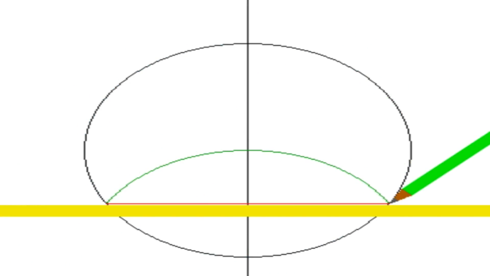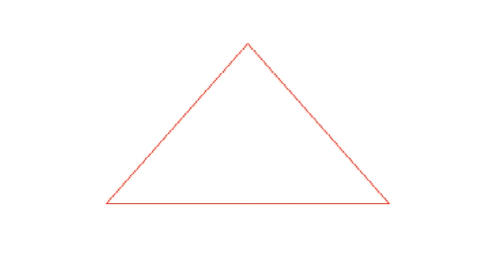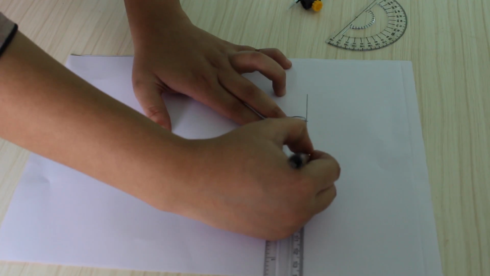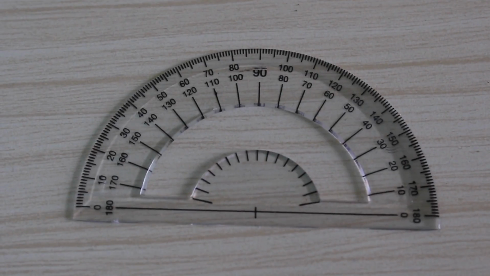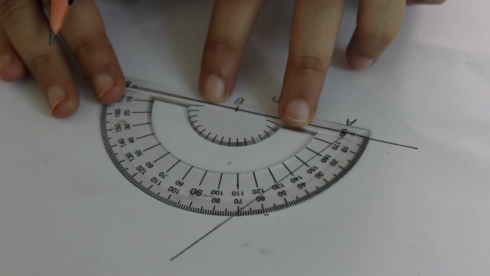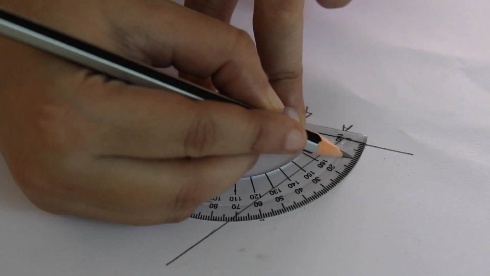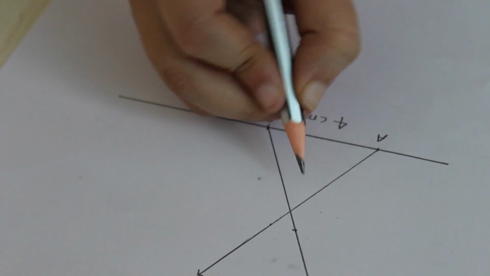You could pose a problem like, draw an equilateral triangle with sides equal to 4 centimeters, and ask the students to explain their work in their own words. I used a ruler to draw AB equal to 4 centimeters. Then I used my protractor to draw 60 degrees angles at A and B. I marked point C where the sides of angles A and B intersected.